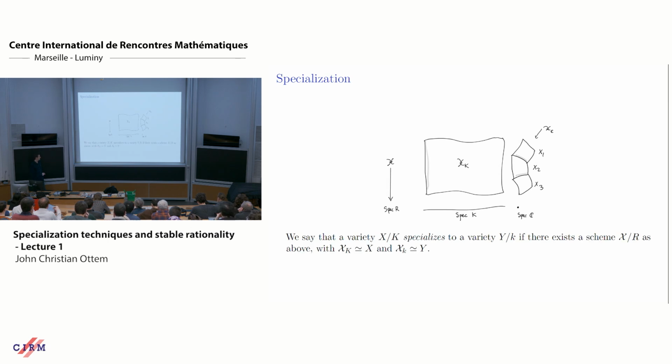And we say that a variety X specializes to a variety Y if there's some curly X where you can put X here and Y here. So this is what I mean by specializing to a variety. It just means that the variety is the generic fiber, and the specialization is the special fiber of some flat map. Okay.